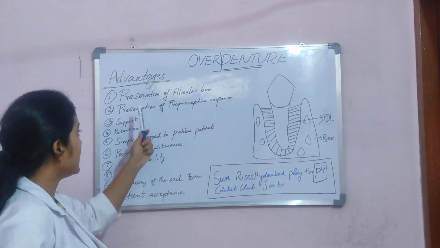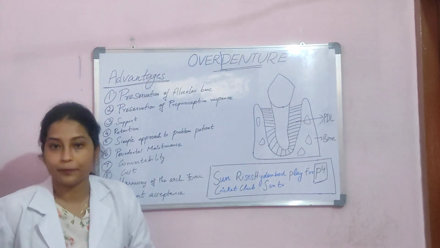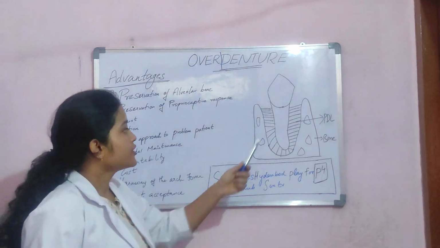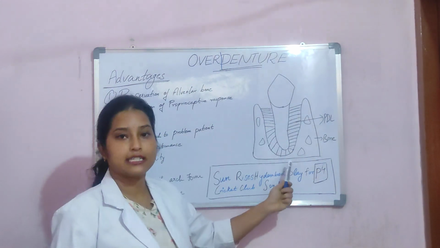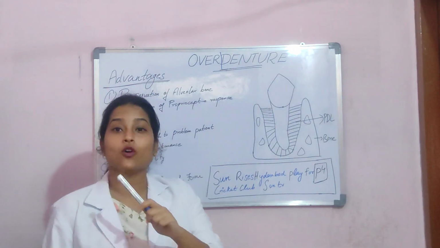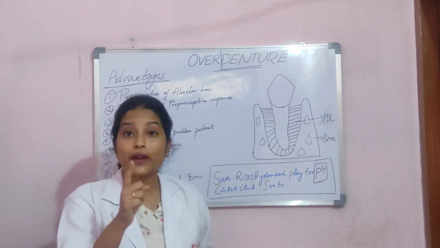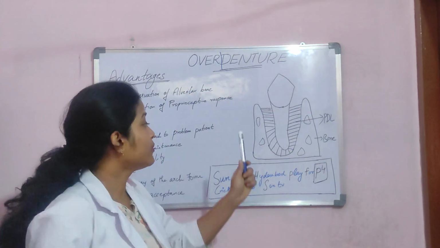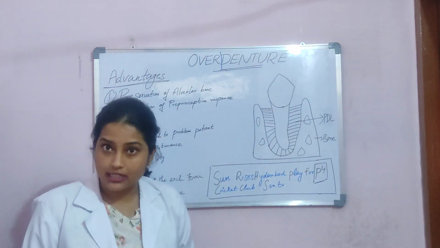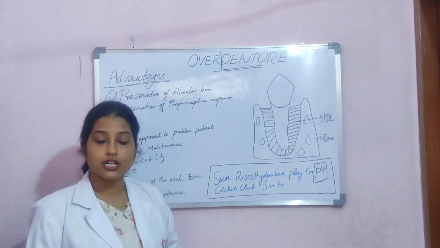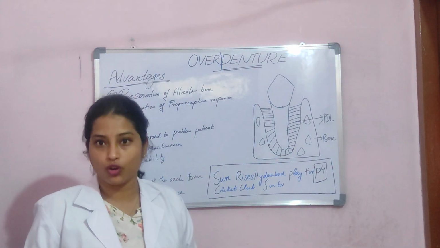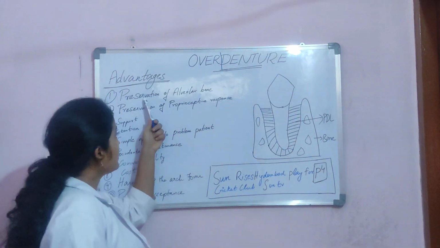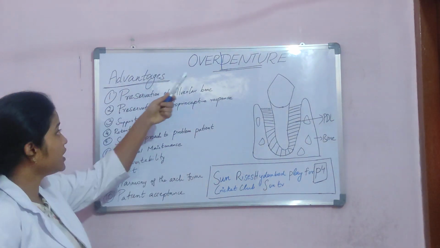The first one being preservation of alveolar bone. As I told, here the denture is being fabricated over the teeth. Since we are preserving the teeth, the bone around the teeth is also preserved in overdenture. Not only the bone around the teeth, but also anterior and posterior to that teeth, the bone is preserved. According to some studies, patients wearing overdenture have 8% decrease in bone loss compared to conventional denture wearers. So this is the first and foremost advantage of the overdenture.